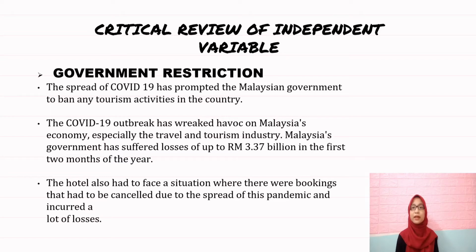Malaysia's government has suffered a loss of up to RM 3.37 billion in the first 2 months of the year. The hotels also had to face a situation where there were bookings that had to be cancelled due to the spread of this pandemic and incurred a lot of losses.